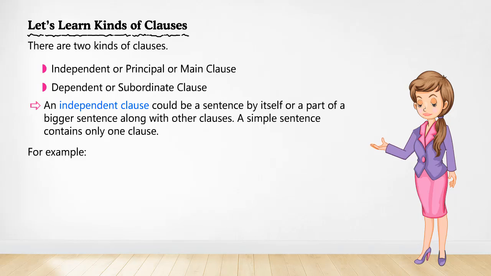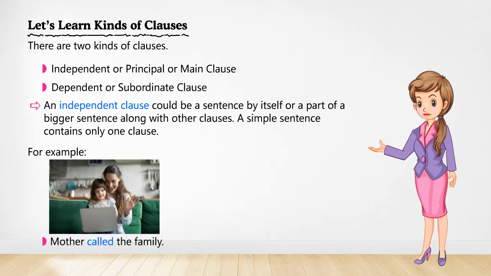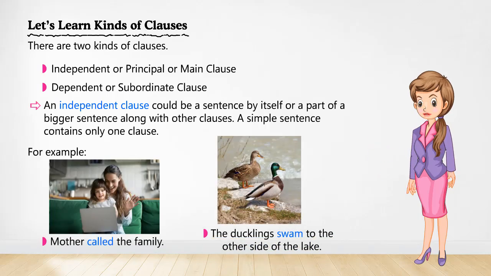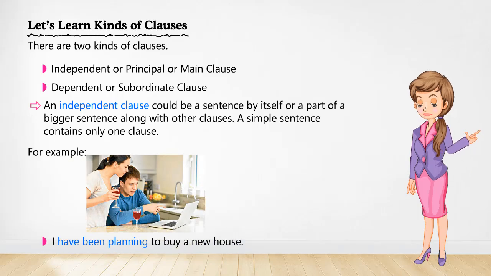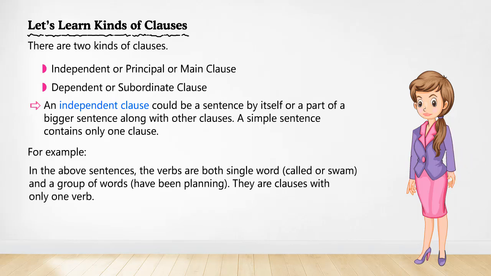For example, mother called the family. The duckling swam to the other side of the lake. I have been planning to buy a new house. In the above sentences, the verbs are both single words, called or swam, and a group of words, have been planning. They are clauses with only one verb.